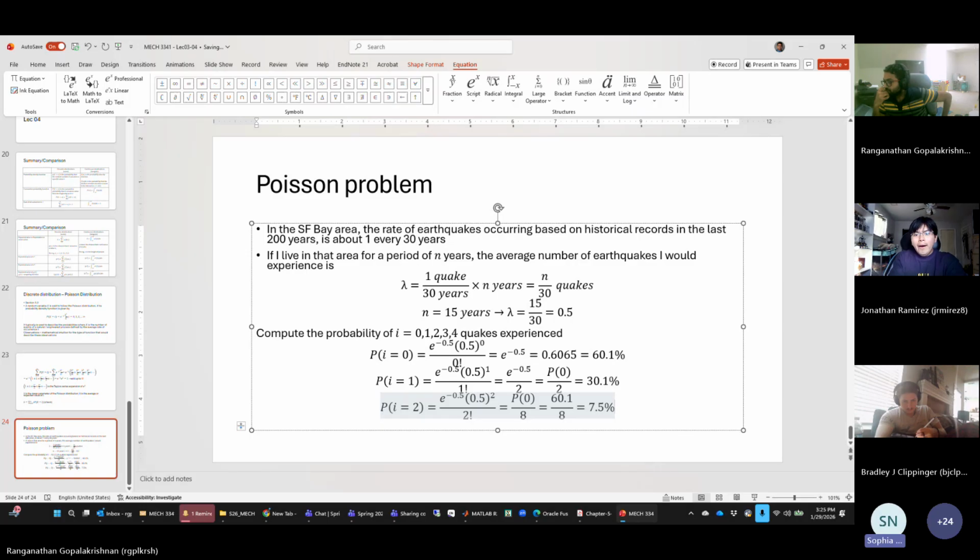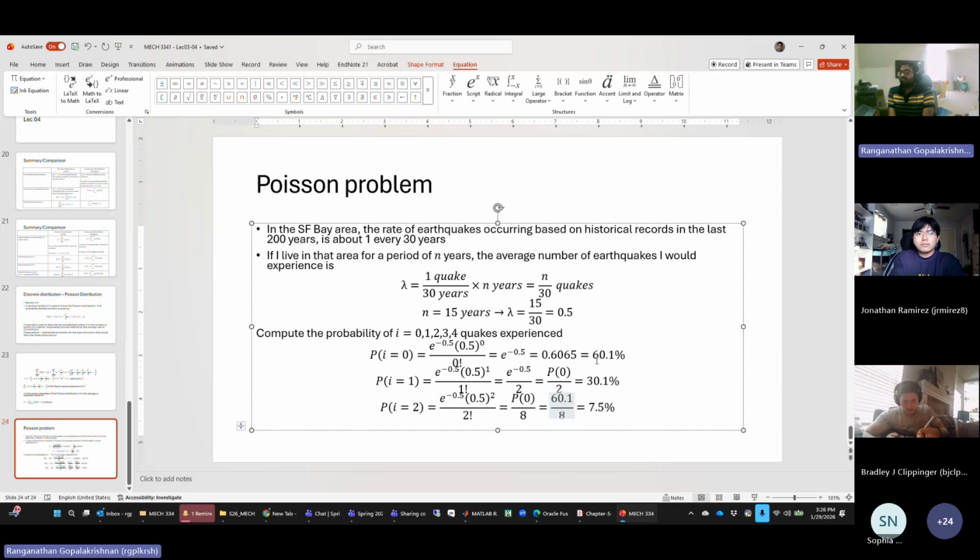I'm sorry, can you tell me what you did with the 2 factorial? 2 factorial is 2. 0.5 squared is 0.25. So essentially, I'm getting a 2 times 4 in the denominator, that is 8. So I just said it's 1/8 of P0. Okay, I got it. Thank you.